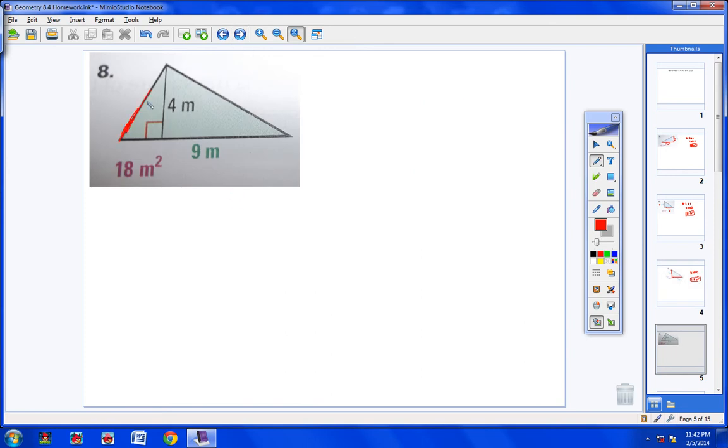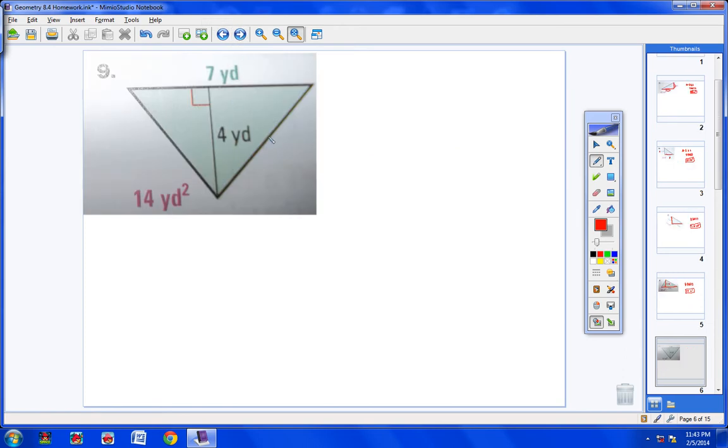Now this line right here will not be the height because it's not perpendicular to the horizontal. This length right here is not the height because it's not perpendicular to the base or to the horizontal. But this line right here, this length right here, runs all the way from the top of the triangle all the way down to the base, and it forms a right angle. So 4 is going to be my height, and then of course all the way across is 9. That's going to be my base. So to find the area of this triangle, it would be 1/2 times the base times the height. And if you type that in correctly into your calculators, you will get 18 meters squared. Moving on to 9.